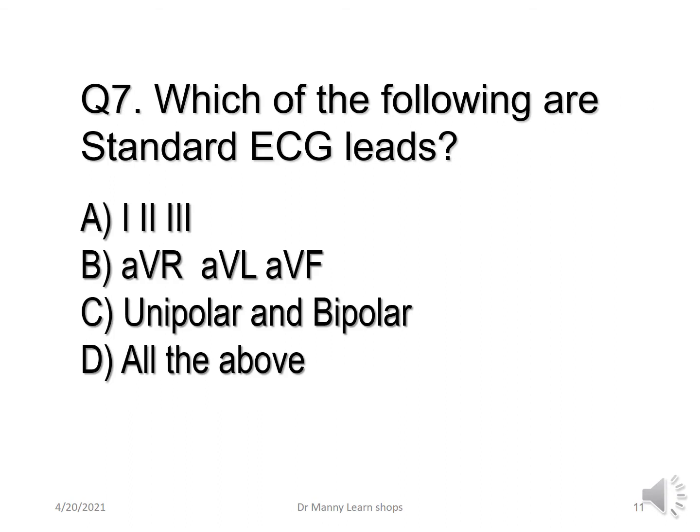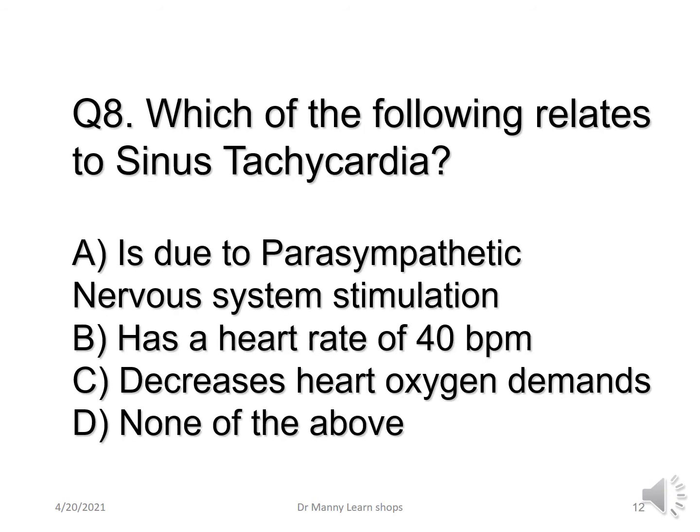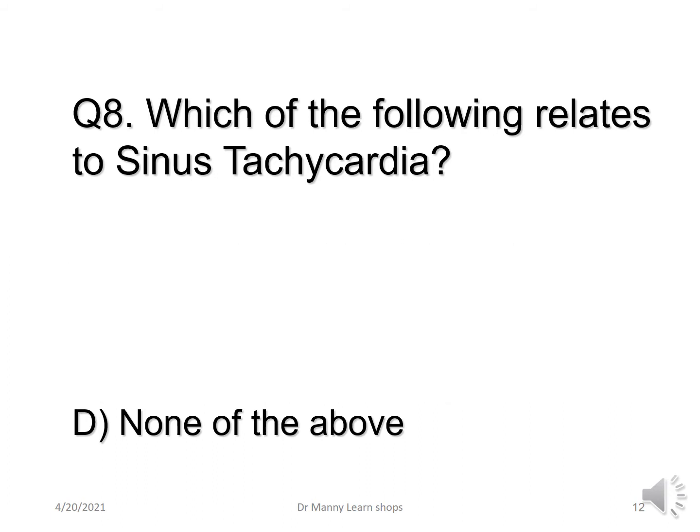Which of the following are considered the standard ECG leads? A, B, C, or D? The correct answer is all are considered to be components of a standard ECG lead system. Which of the following relates to sinus tachycardia? Is it due to parasympathetic nervous system stimulation? Does it have a heart rate of 40 beats per minute? Does it decrease myocardial oxygen demands? Or is it none of the above? The answer is none of the above.